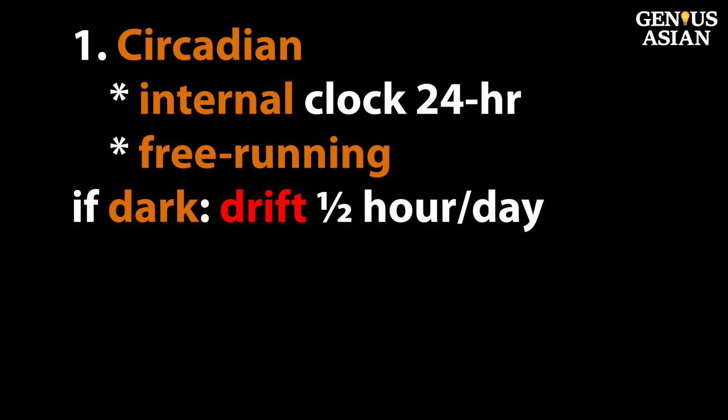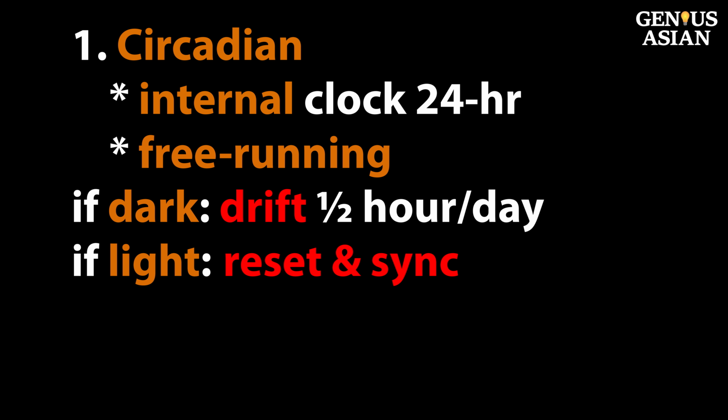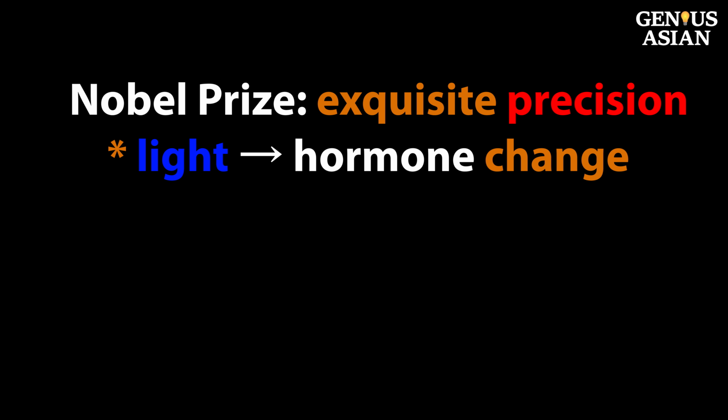However, if you spend several days in darkness, you may drift and add half an hour per day. Exposure to blue light helps to reset and synchronize the circadian clock with the external environment. This prevents free-running drift, ensuring our internal clock stays precisely aligned with the 24-hour day. The Nobel Prize announcement used the term exquisite precision to describe this master clock, which means clock timing is quite accurate. Once you remove blue light, your hormone levels for sure will change.